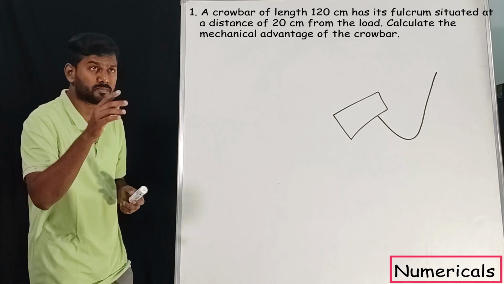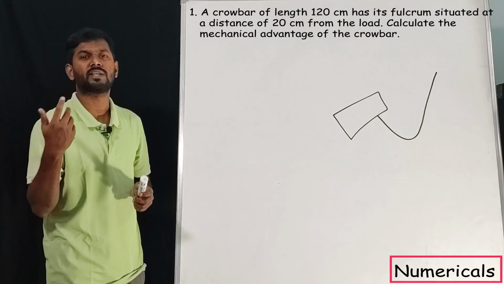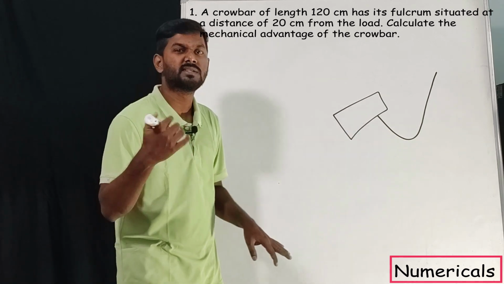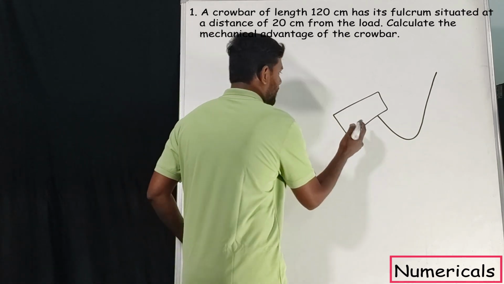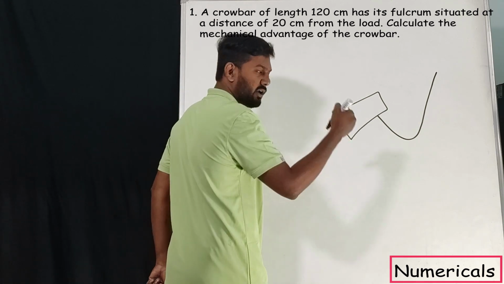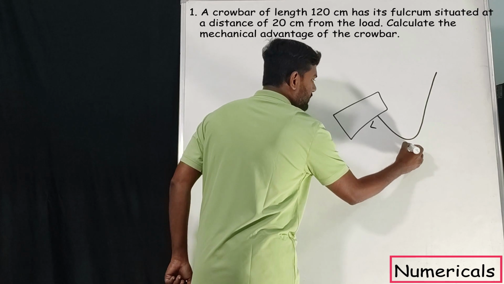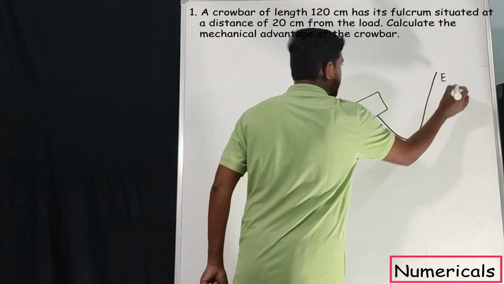Now listen. First you need to know what is a crowbar. See, this is the crowbar. This is a class 1 lever. How is this a class 1 lever? Listen. This is the load, we have to lift it using the crowbar, correct? So here we have the load, this is the fulcrum and this is the effort.